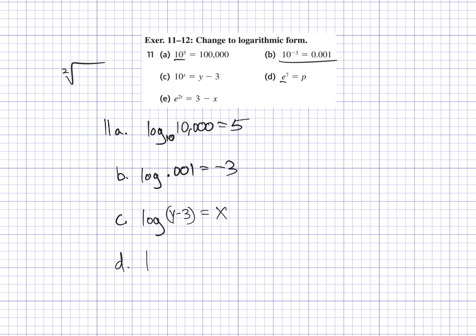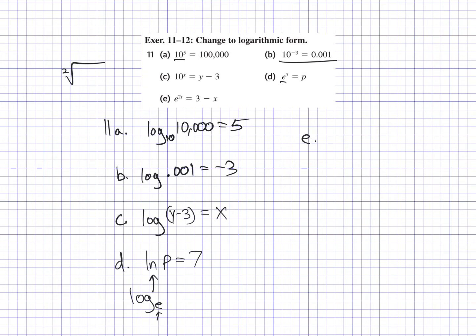base e, that's natural log. All right, so anytime you say log base e, that's the same thing as just saying natural log. Okay, so whenever you see ln, your base is e. So natural log of the answer is equal to the exponent.